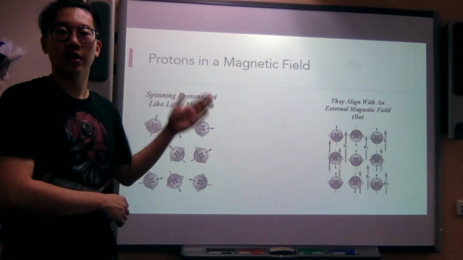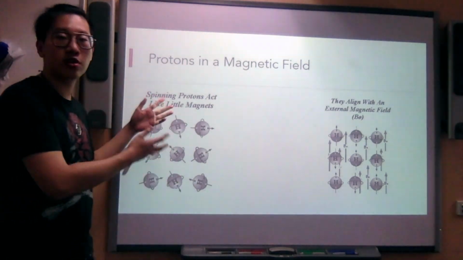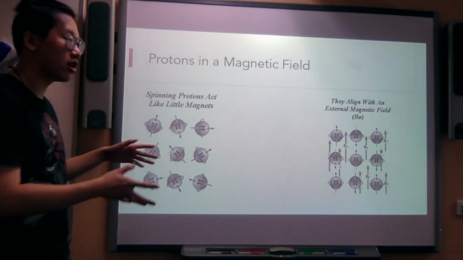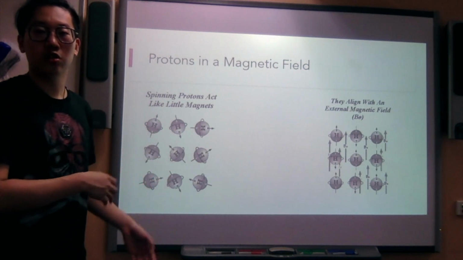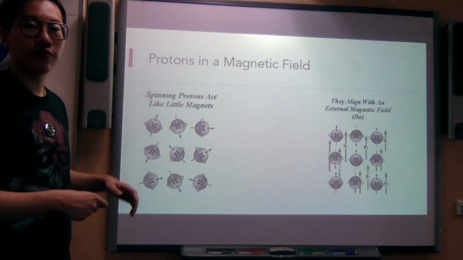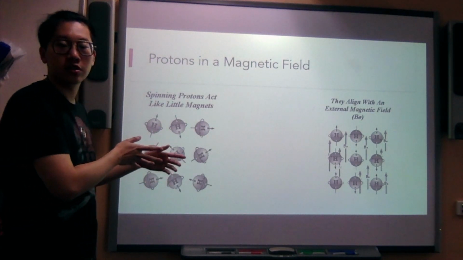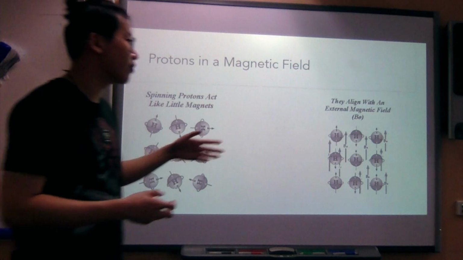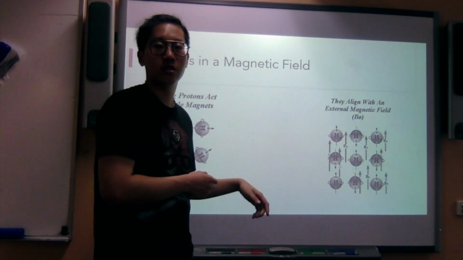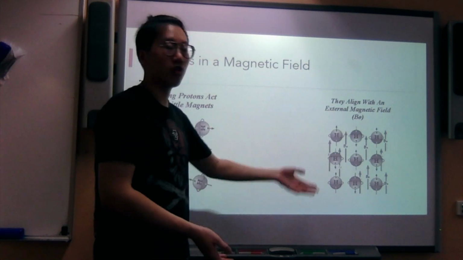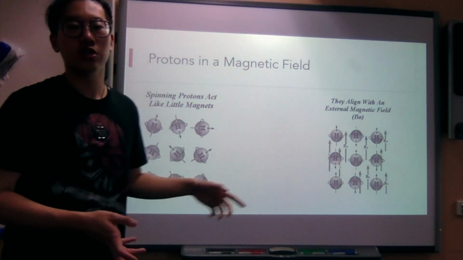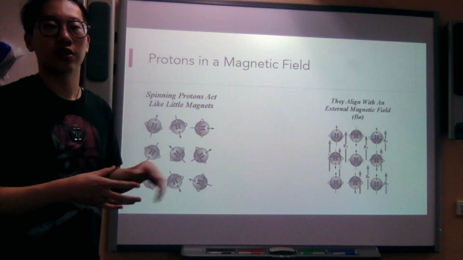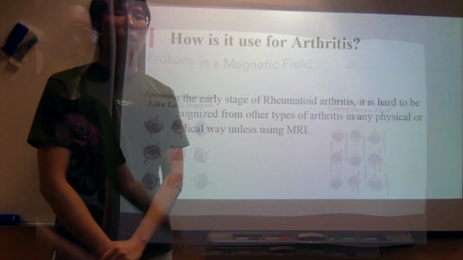Protons in a magnetic field. Spinning protons are like little magnets, and without an external magnetic field, they will point in different directions. But when they experience an external magnetic field, they will line up. And with this theory, we can get an image of human tissue using the spinning protons.